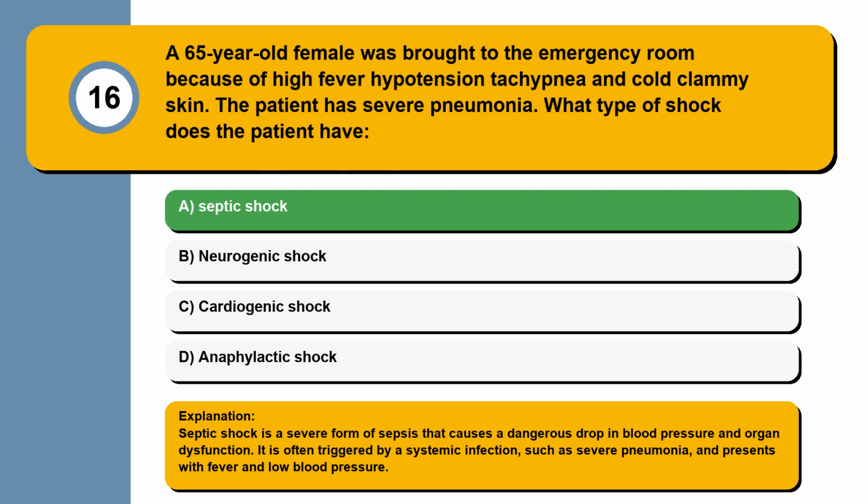Explanation. Septic shock is a severe form of sepsis that causes a dangerous drop in blood pressure and organ dysfunction. It is often triggered by a systemic infection, such as severe pneumonia, and presents with fever and low blood pressure.